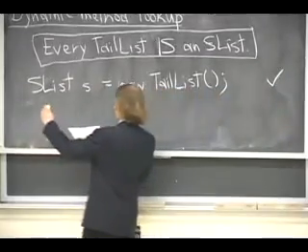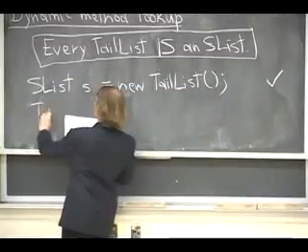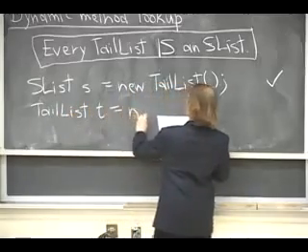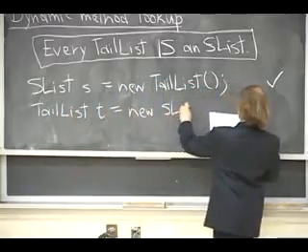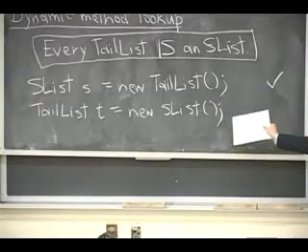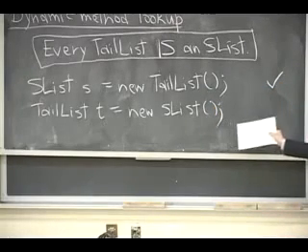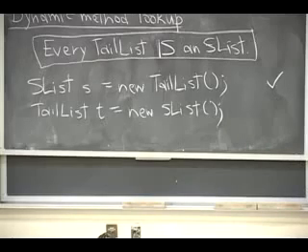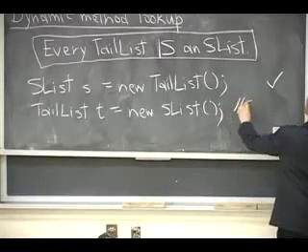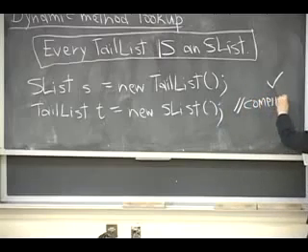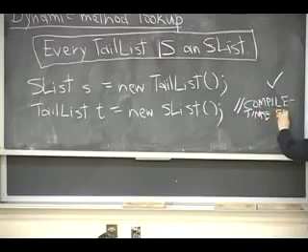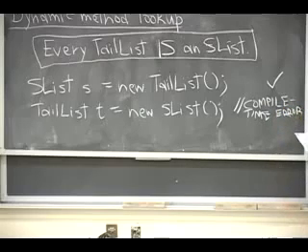In fact, if I create a tail list variable and try to assign it an slist, well, Java's not happy with that slist at all. It doesn't have a tail. I asked for a dog, and you just gave me a generic animal. It's not good enough. I want a dog. So this gives you a compile time error. Java just says no.